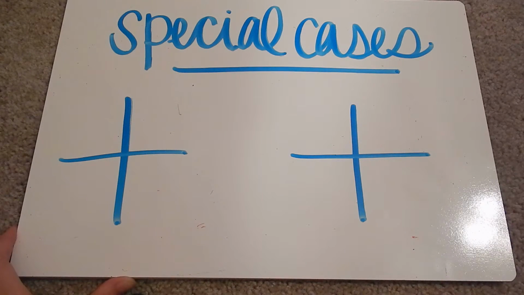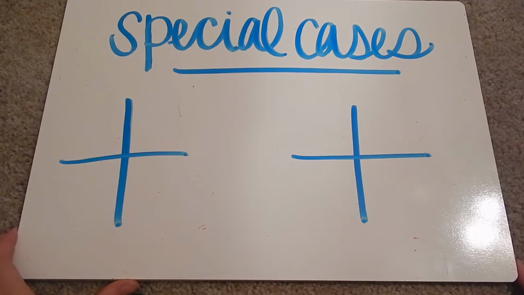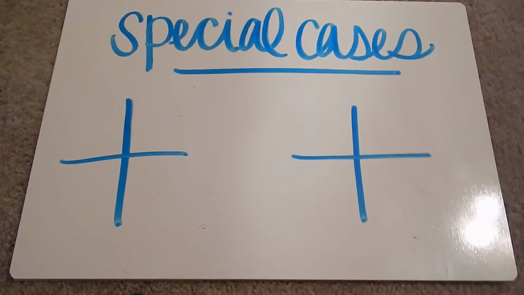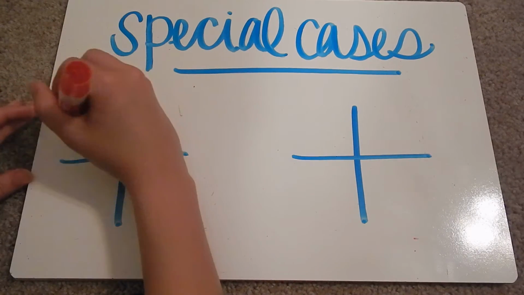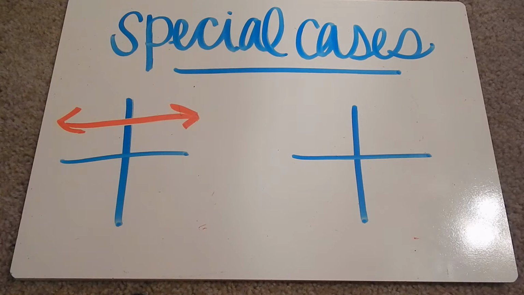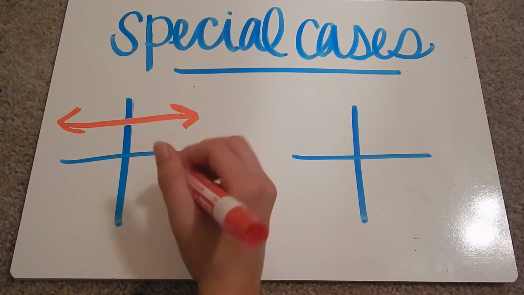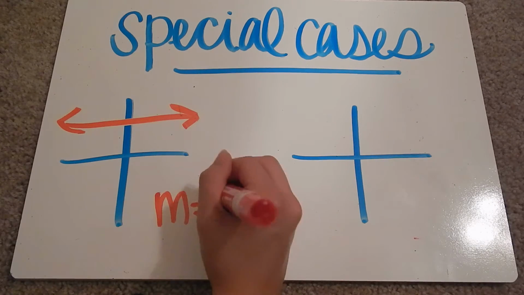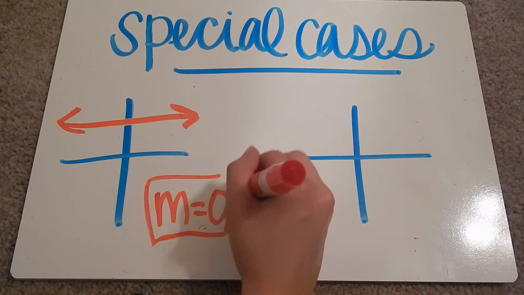The last thing we're going to talk about are special cases of slope. The special cases are horizontal and vertical lines. So first, let's talk about horizontal lines. That would be a horizontal line there. Horizontal lines have a slope of 0. Horizontal is 0. So my slope in this case would equal 0.